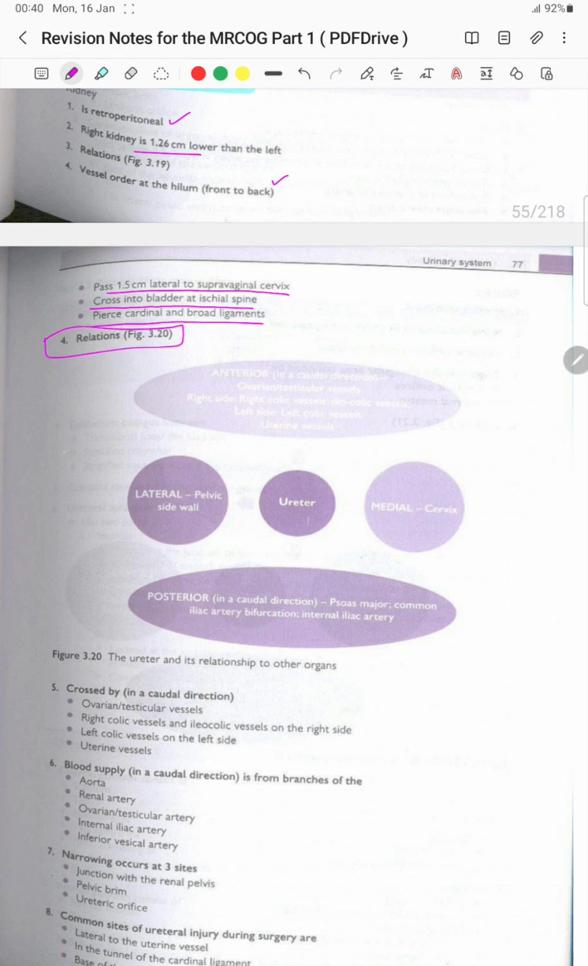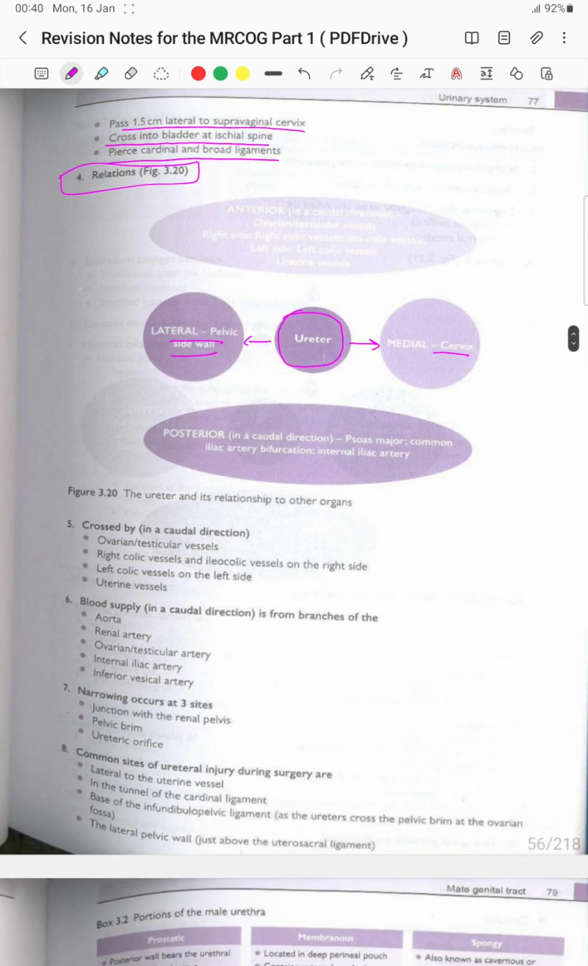So what are the relations of the ureter? Here is the ureter. On the medial aspect there is the cervix, and on the lateral aspect there is the pelvic side wall. Anteriorly there are the ovarian and testicular vessels, on the right side the right colic vessels, on the left side the left colic vessels, and the uterine vessels. Posteriorly, in the caudal direction, the psoas major, the common iliac artery, and the bifurcation of the internal iliac arteries.